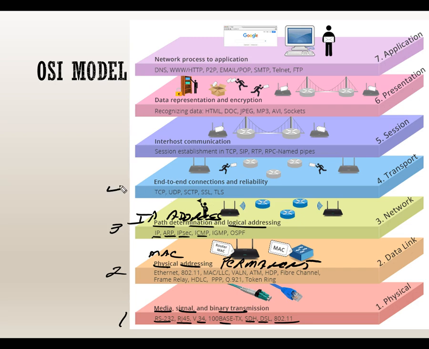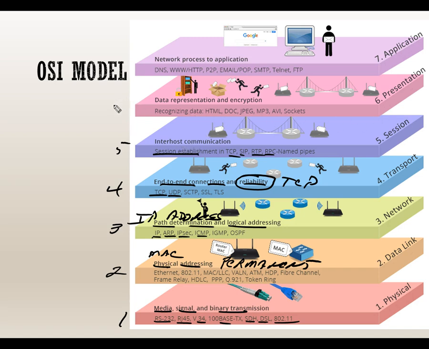And then layer 4, the transport layer: TCP, UDP, and those are going to be the topic of the next objective, comparing TCP and UDP and the way that they work. It's responsible for end-to-end connections and reliability. And reliability is going to be a big deal when we talk about TCP. Then the session layer, layer 5, session establishment, with protocols like SIP and RTP. It's responsible for inter-host communication. It controls which device can talk at any given time.